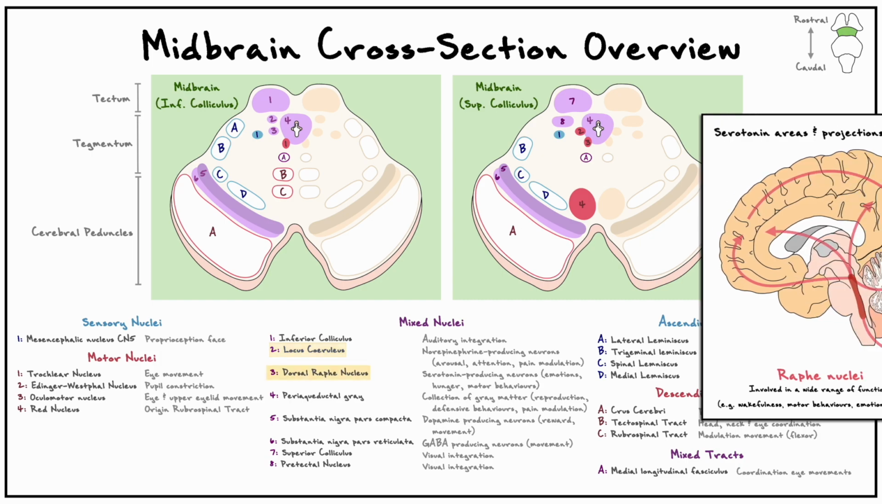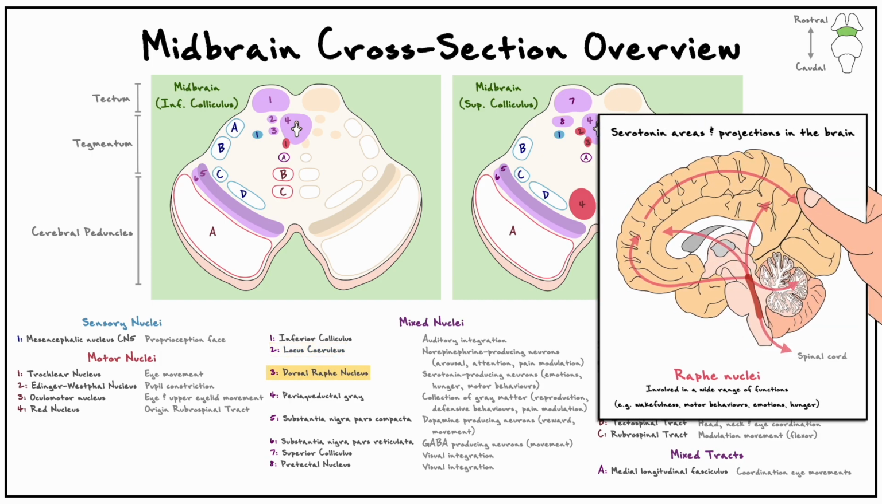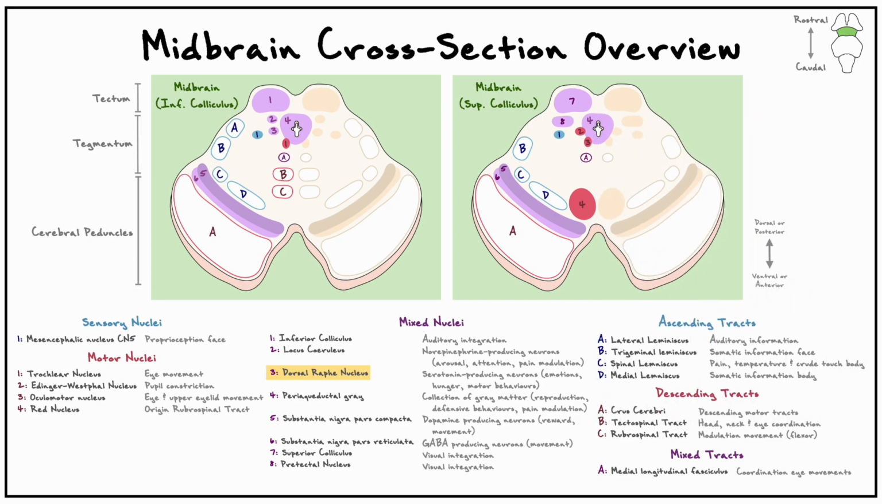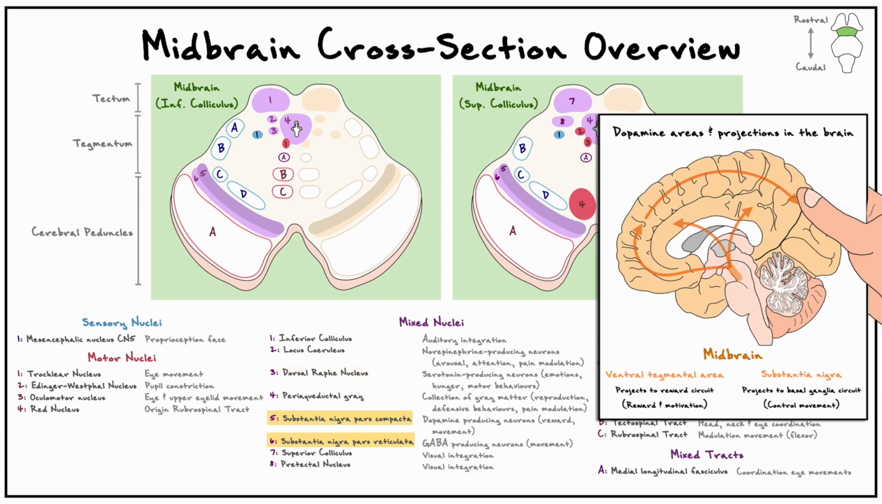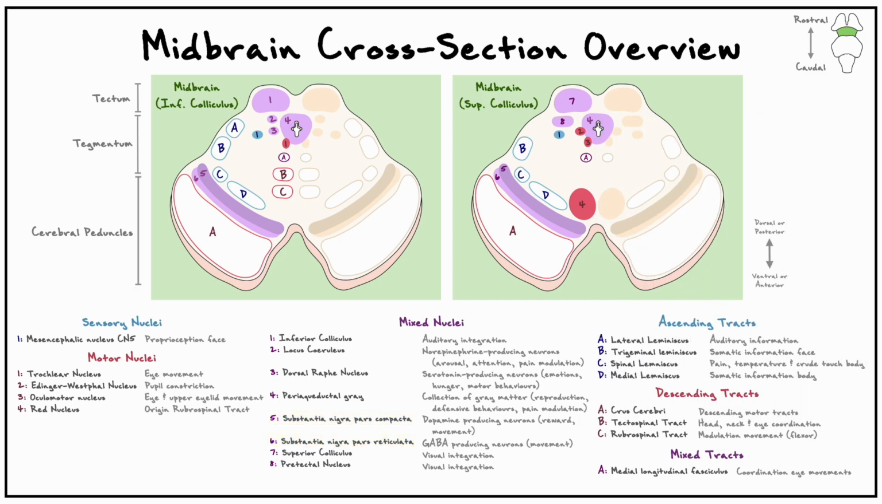Another example of this multi-integrative nucleus is the raphe nuclei, which predominantly contains neurons that release serotonin across the central nervous system and influence our emotions, our hunger, our motor movements, and many more. Some other examples include the substantia nigra, which notably releases dopamine and influences our movements and our perception of reward.